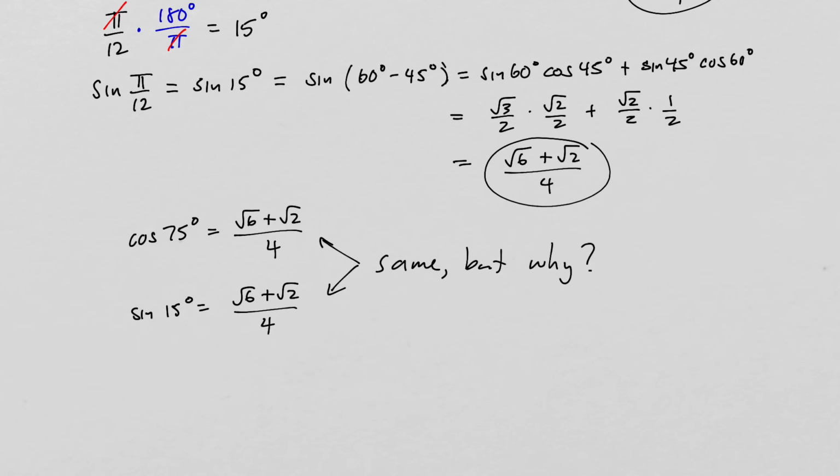Think about it for a minute. These are the same because 75 degrees and 15 degrees are complementary angles, right? In other words, if you add those together, you get 90 degrees. And we know that sine and cosine are cofunctions. And so the cofunction theorem tells us that sine and cosine of complementary angles should always equal the same value, okay? So it's not surprising after all that these are the same.